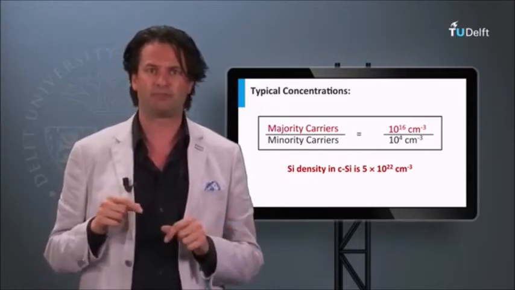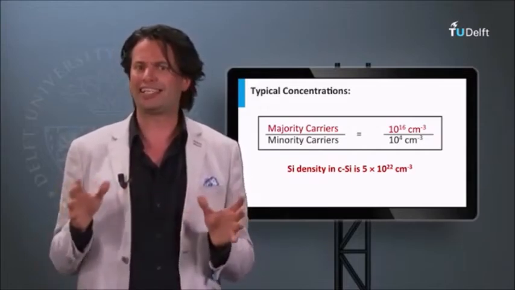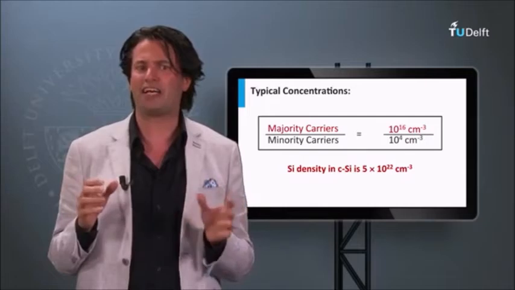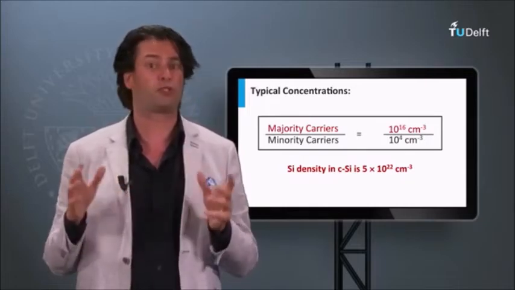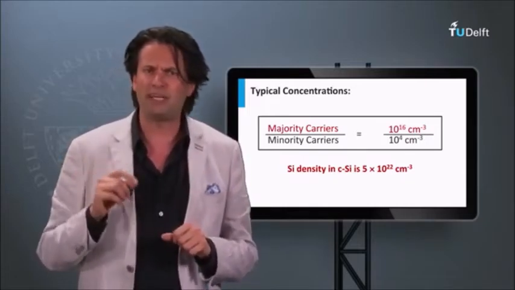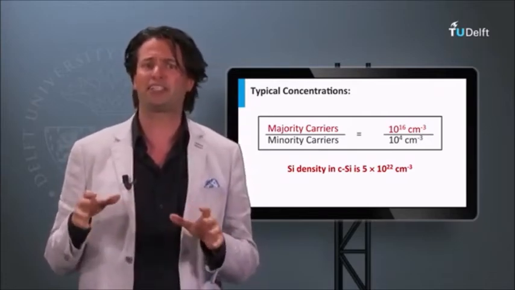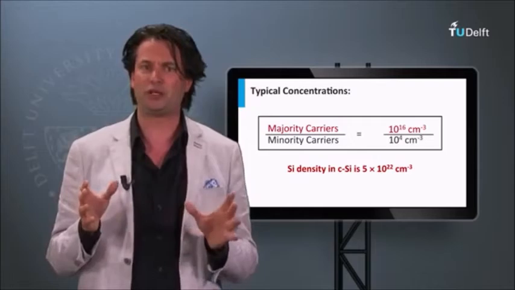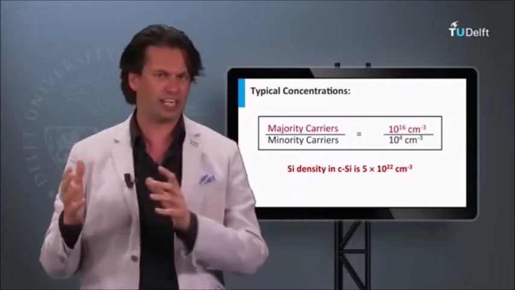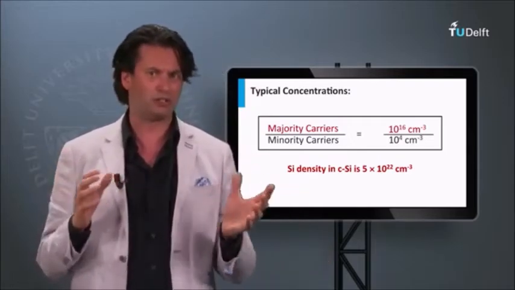Note that the silicon density in crystalline silicon is 5 times 10 to the power 22 per cubic centimeter. This means that the total number of charge carriers is much lower than the typical density of silicon atoms. The ratio of majority charge carriers to silicon atoms in this example is 1 to 5 million.